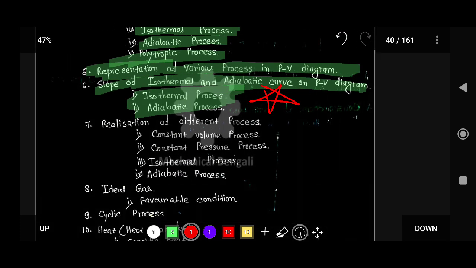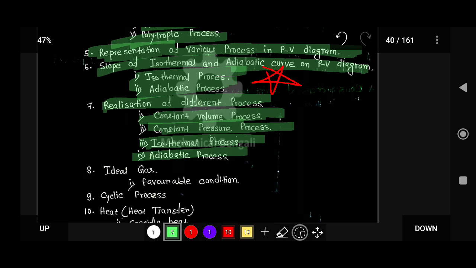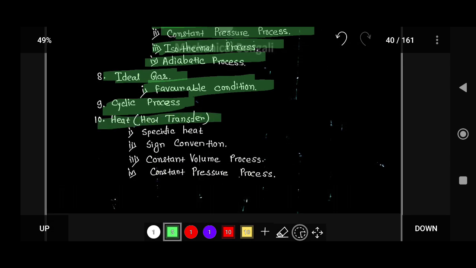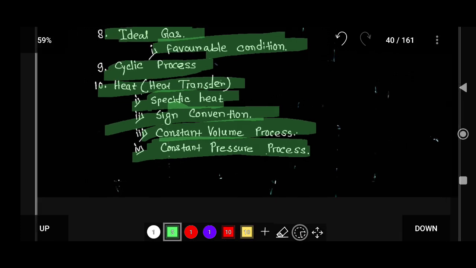Now we understood the relation of different processes: constant volume process, constant pressure process, isothermal process, adiabatic process. Then we understood what is ideal gas and its formula, and cyclic process. We also understood what is heat or heat transfer, what is specific heat and sign convention of heat, and specific heat at constant pressure and specific heat at constant volume.